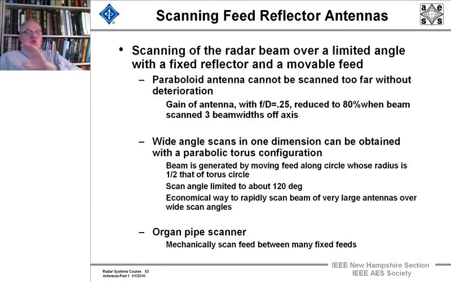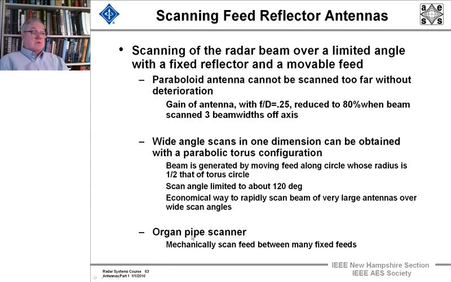It's like the outer surface of a donut, the inner part taken out, just that outer surface. The scan angle is limited to about 120 degrees, and it's an economical way to rapidly scan very large antennas over wide angles. And it uses as its scanner mechanically the big main one that was used.